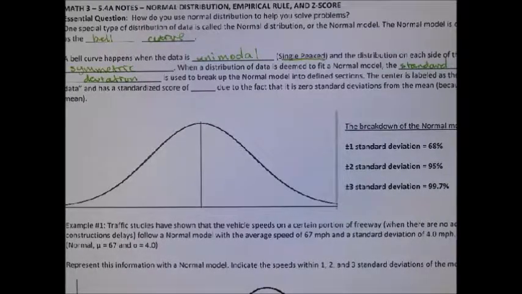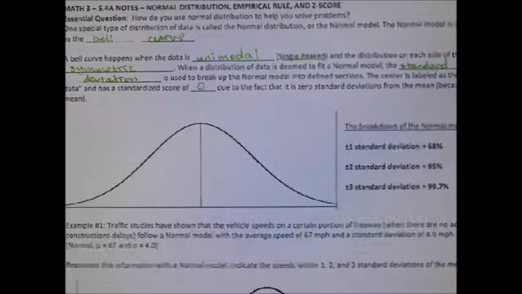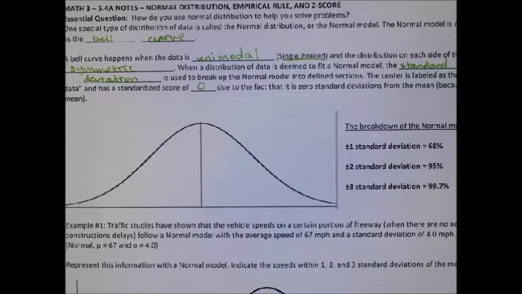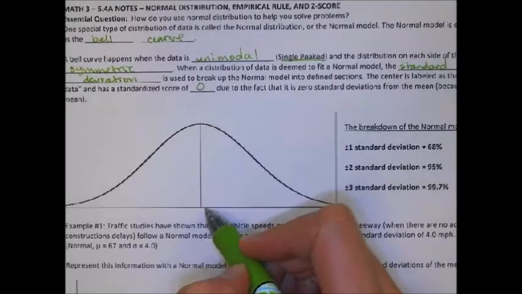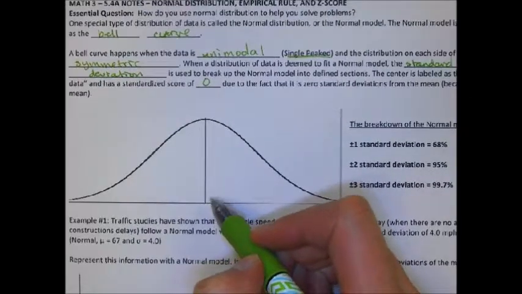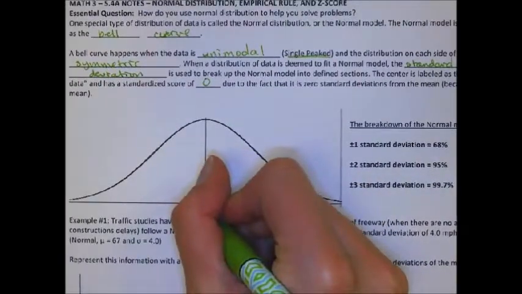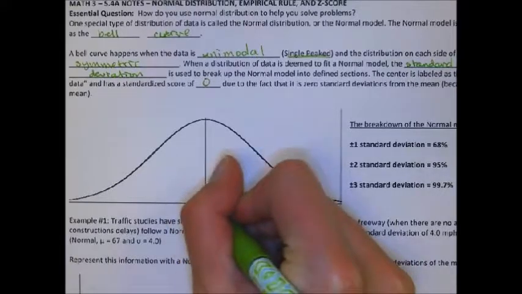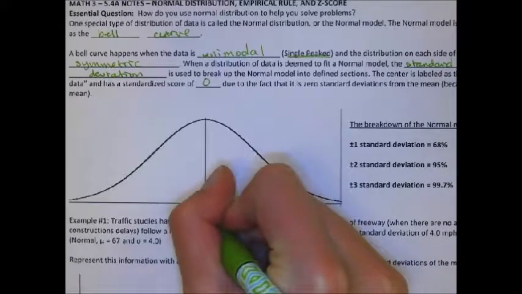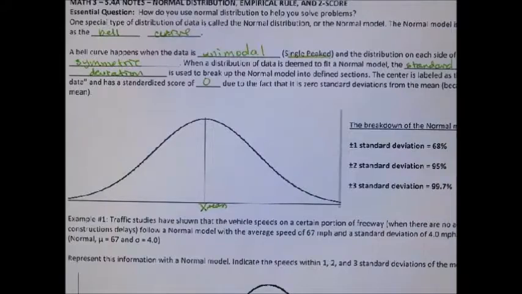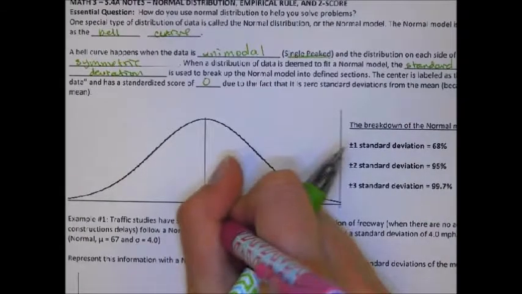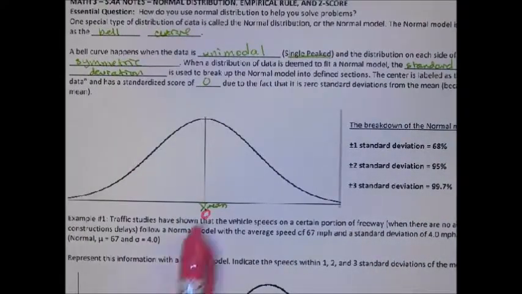The center is labeled as the mean of the data and has a standard score of 0 due to the fact that it is 0 standard deviations from the mean. So what this means is our middle is our mean, and this is 0, because we're 0 standard deviations from the mean.